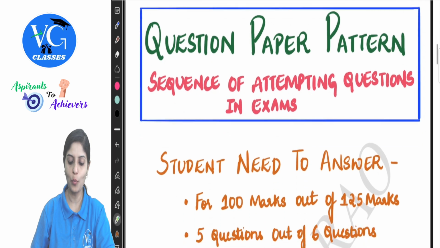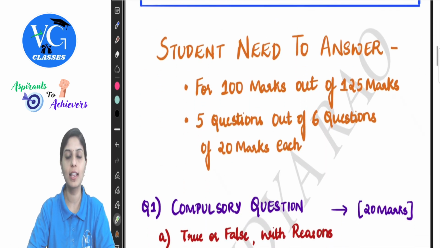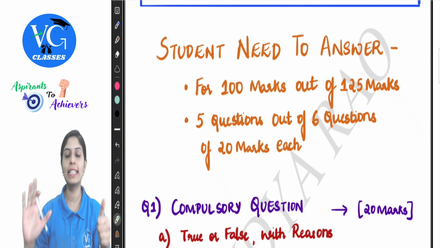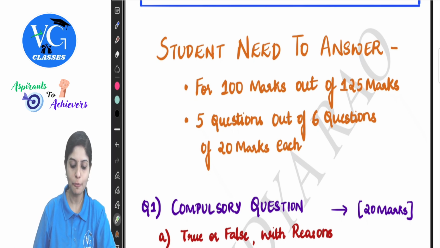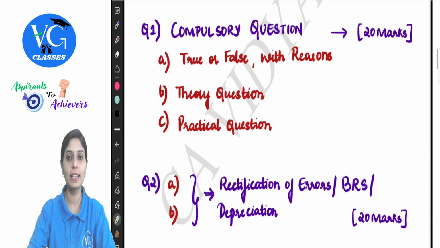The question paper will be set for 125 marks, out of which a student needs to attempt 100 marks. There will be totally 6 questions of 20 marks each, out of which 5 questions need to be answered. Question number 1 is a compulsory question. Let us discuss each question one by one, their subparts, and what additional things we have to pay attention to. As informed, question number 1, being compulsory, will have 3 subparts.